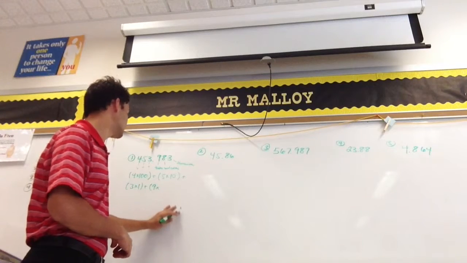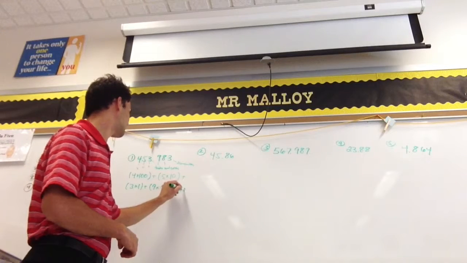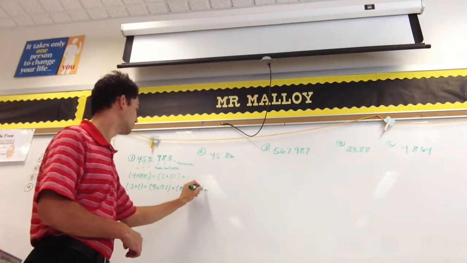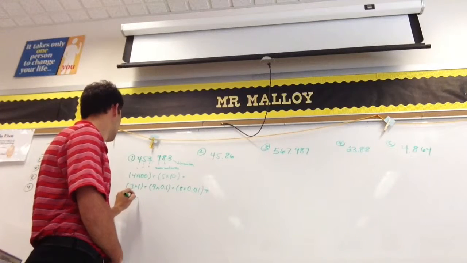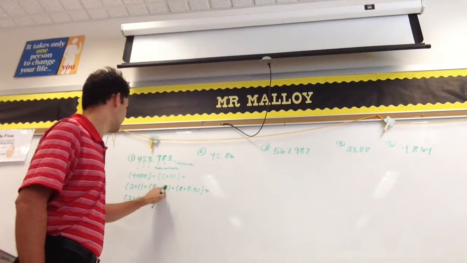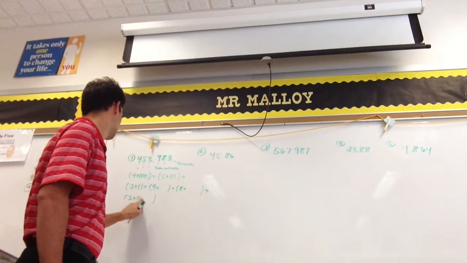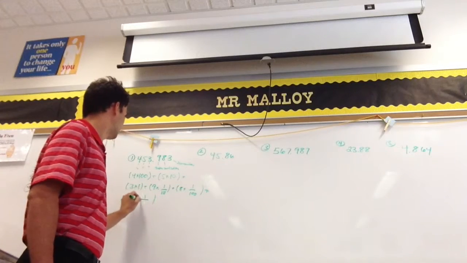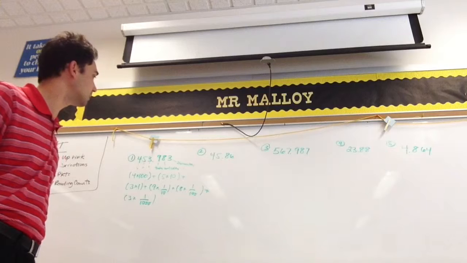So, how can I write 1/10 as a number? I can write it as 0.1 plus 8 times 0.01. That's 1/10th, 100th, plus 3 times 0.001. Or you could replace the decimals, you could use the fraction form of them. So 1/10th, 100th, 1,000th. Either way to represent those numbers and those place values is acceptable.